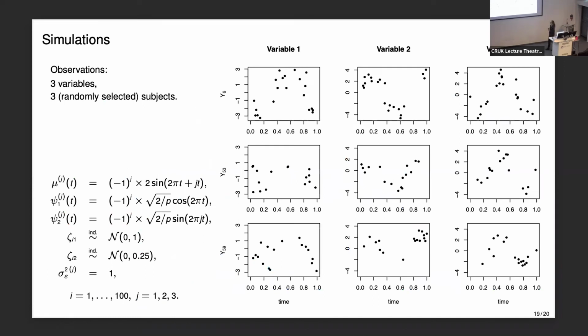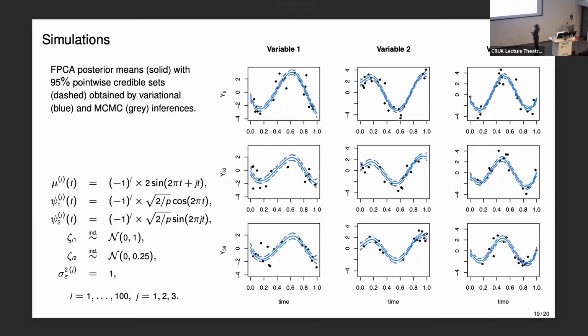Okay, so very quickly, how does this perform in practice? Here we simulated 100 curves for 3 variables using these mean functions and orthonormal eigenfunctions, and we use Gaussian scores. And these are the fits that we obtain with our variational inference approach in blue. We also added a comparison with MCMC inference in gray, which is much slower, but we use it as a gold standard and as a sanity check of the quality of our variational approximation. Actually, you may not notice the 2 colors here because the agreement is quite good.